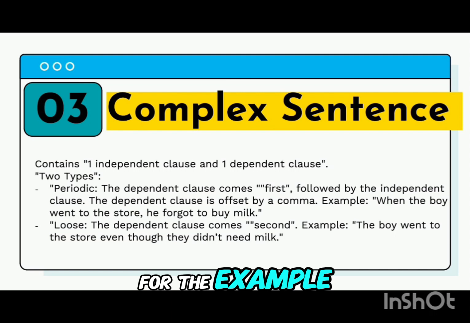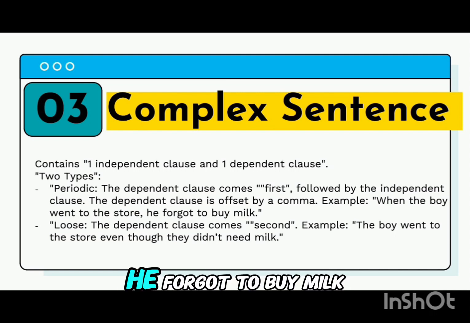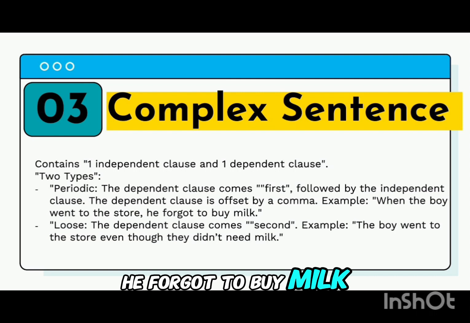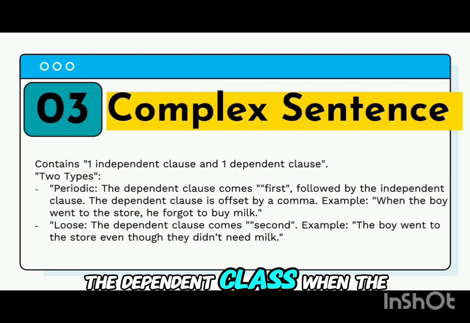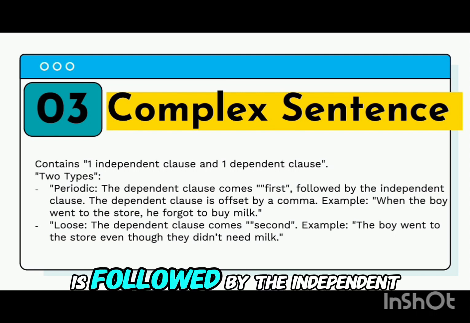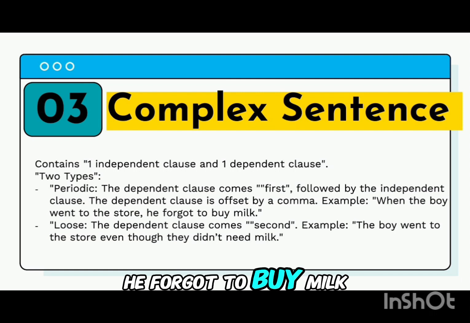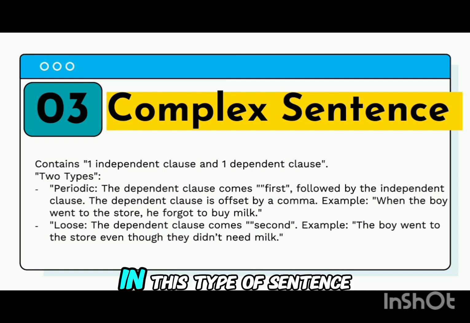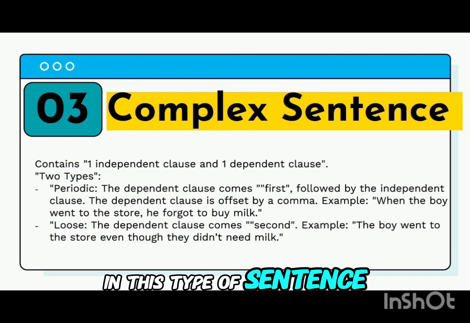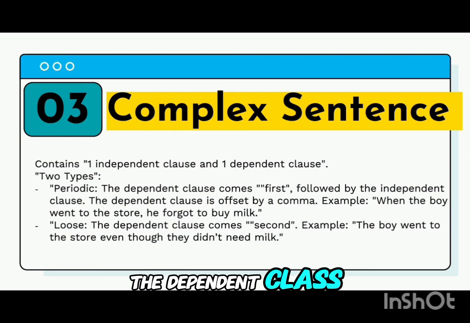For example, when the boy went to the store, he forgot to buy milk. The dependent clause, when the boy went to the store, is followed by the independent clause, he forgot to buy milk. In this type of sentence, a comma is used after the dependent clause.